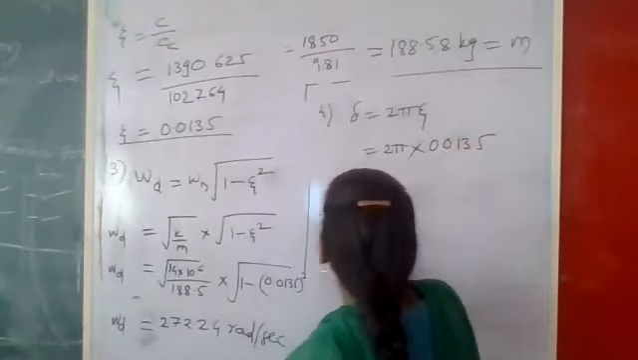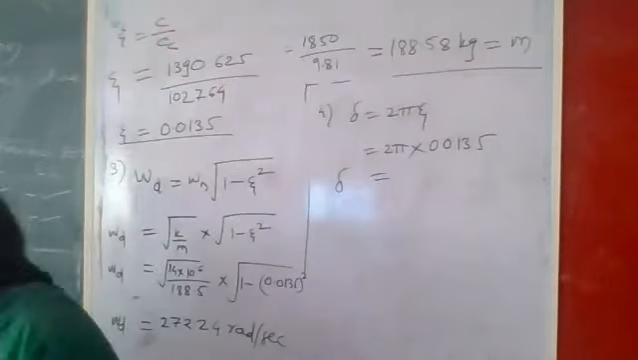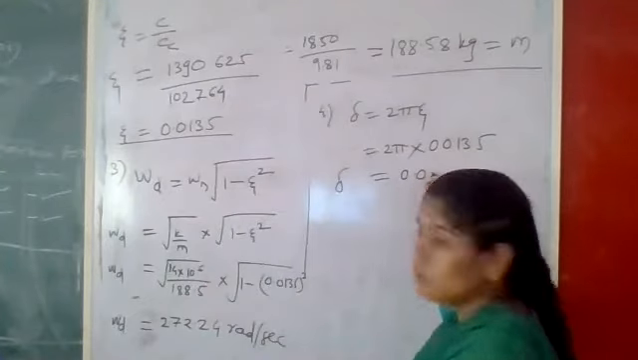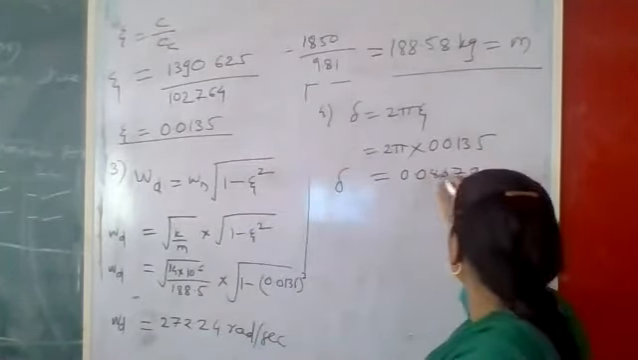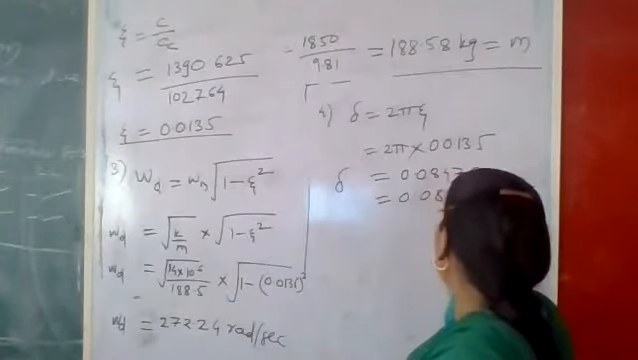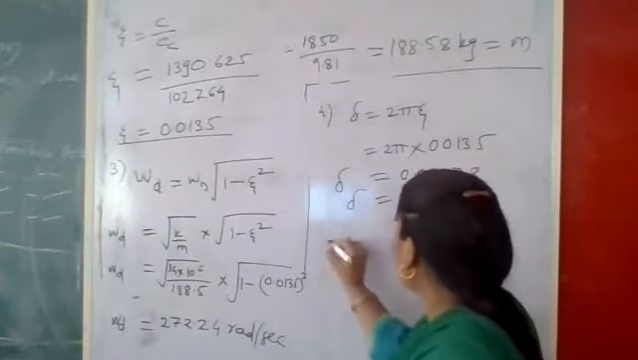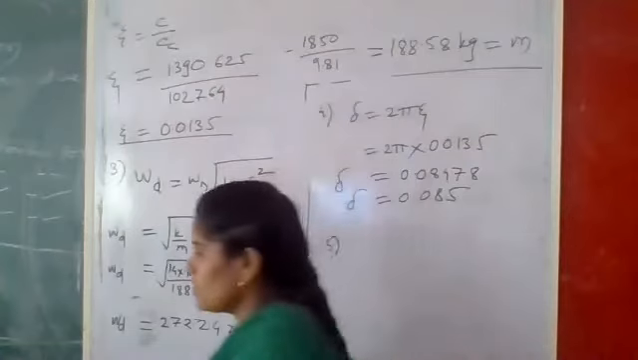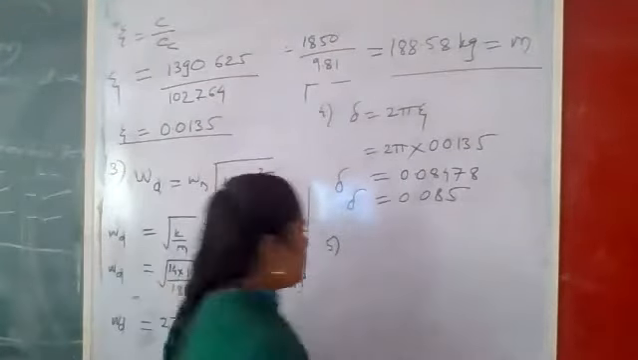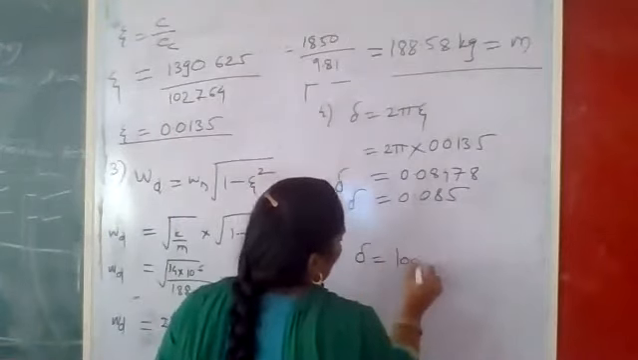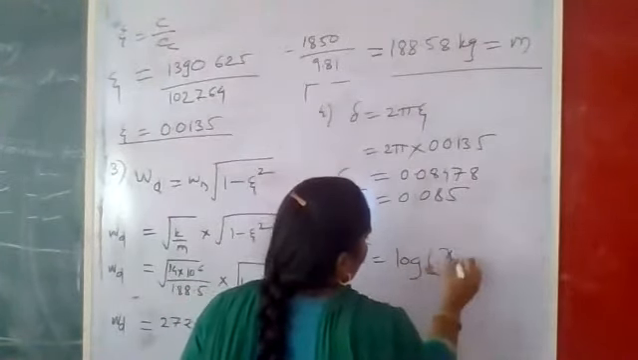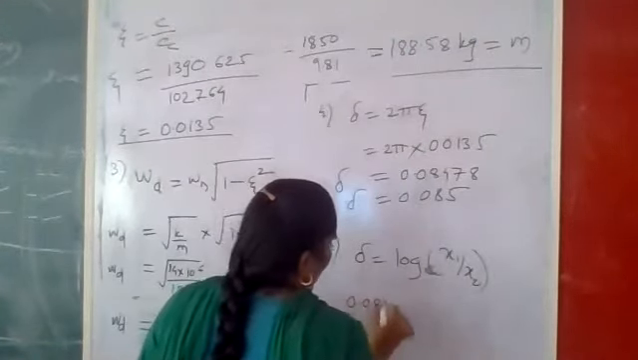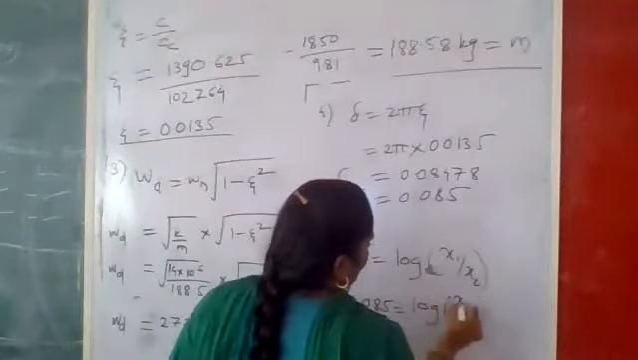0.0135. And what is the delta value? Please tell me. Delta value is 0.08478. Okay, that is the 0.085 you can write. That is the delta value. And last term we have to calculate the x1 upon x2 value. How to calculate it? कसं calculate करणार सांगा? Delta is equal to log of x1 by x2. So delta ची व्हॅल्यू किती आपले, 0.085 is equal to log of x1 upon x2.